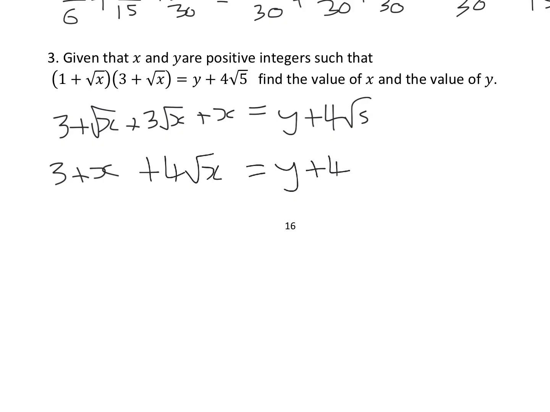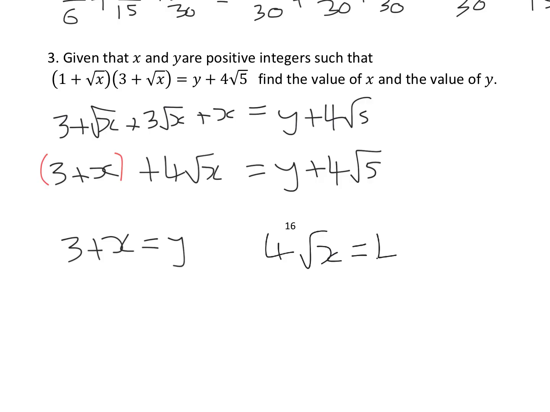And actually now you can see the left and the right have similarities. And we're going to compare them. There is the term that doesn't have the surd, 3 plus the x, and the term that does have the surd. And if we equate the left to the right, if the left-hand side is equivalent to the right-hand side, then 3 plus x should be the same as the y, and the 4 root x should be the same as the 4 root 5.